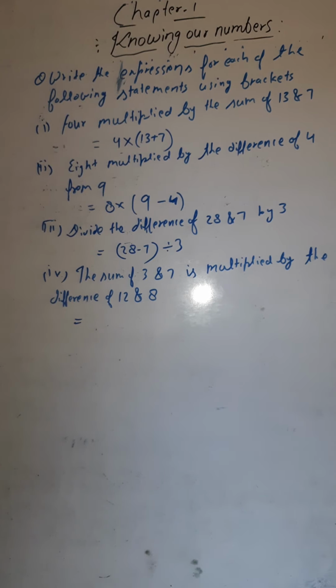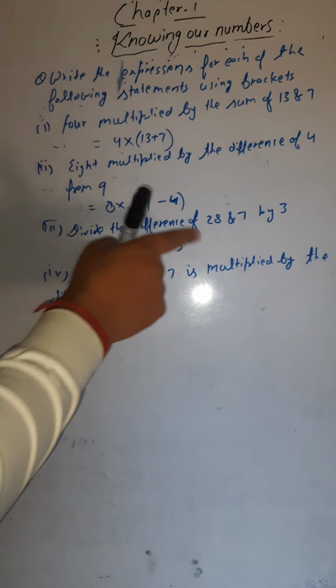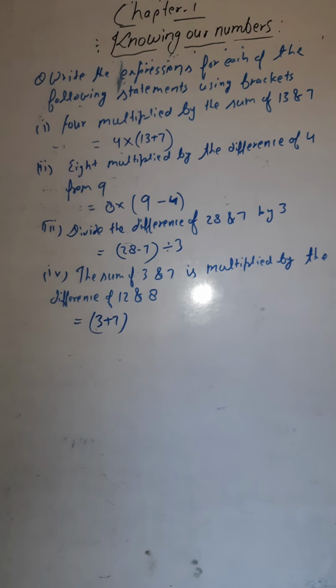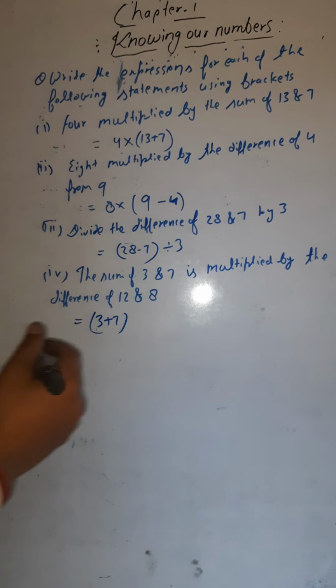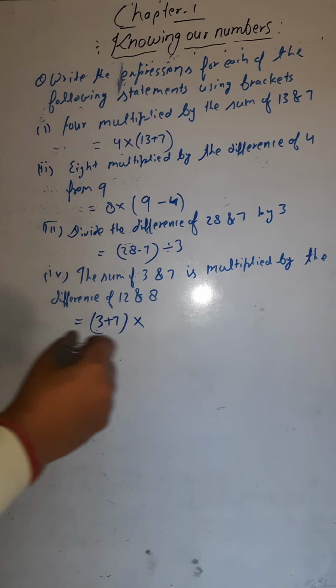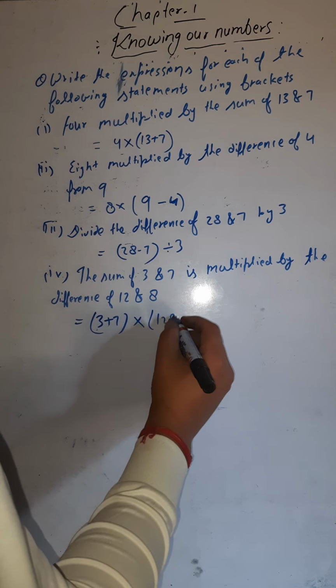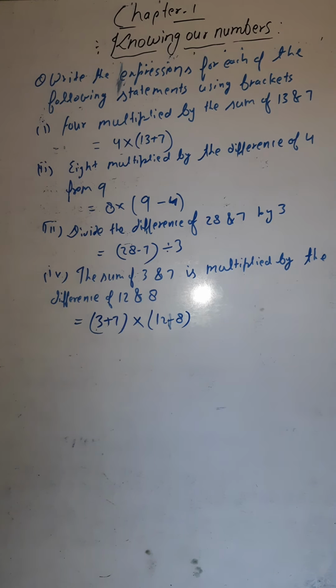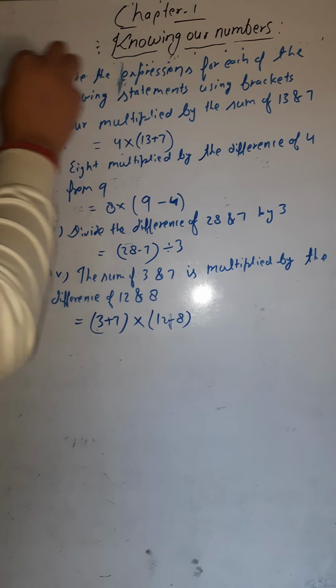Okay, let's match with me. The sum of 3 and 7. So sum of 3 and 7 is 3 plus 7. You would write this in bracket. Is multiplied by the difference of 12 and 8. So 12 and 8 you are to subtract and you would write this again in bracket. So this would be the expression for this. Okay, are you getting this? Okay, this is how you would solve the question. Now we would be moving towards the next question and it would be the last one now.